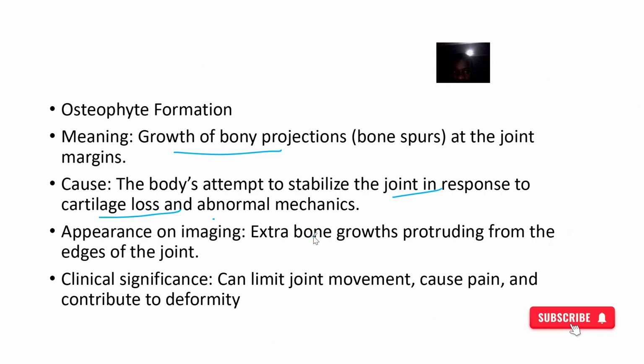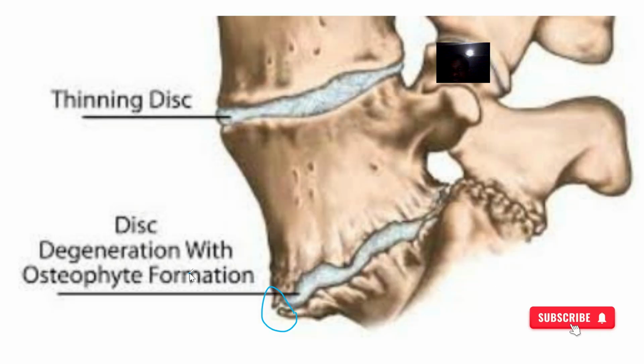So actually the growth is for stability, but it kind of affects you. So the appearance on imaging is what? Extra bony growth protruding from the edge of the joint. I didn't actually bring the image, but that's how it is.